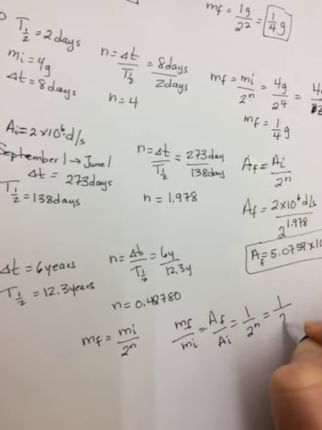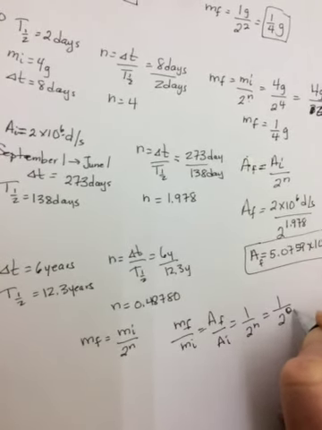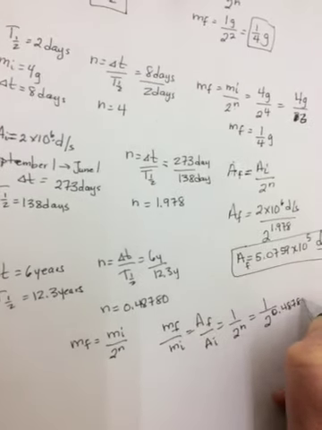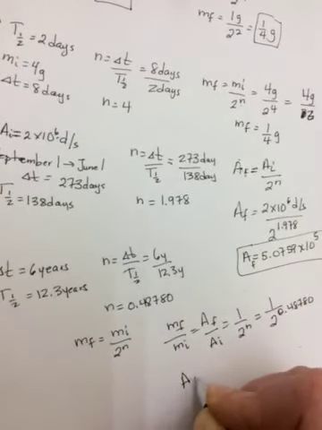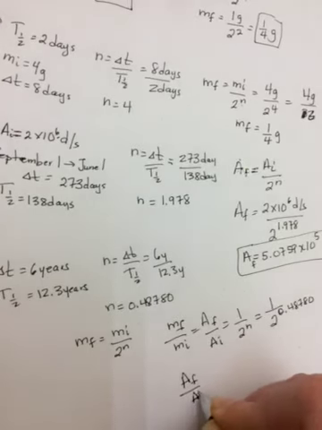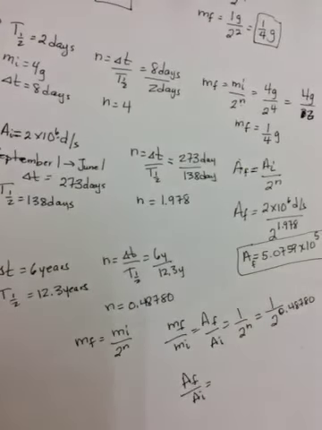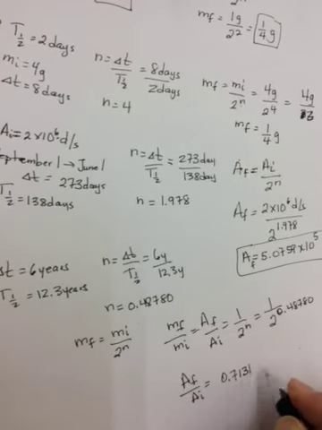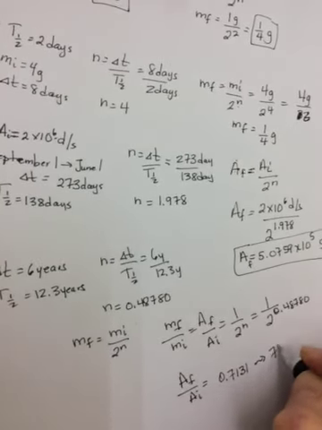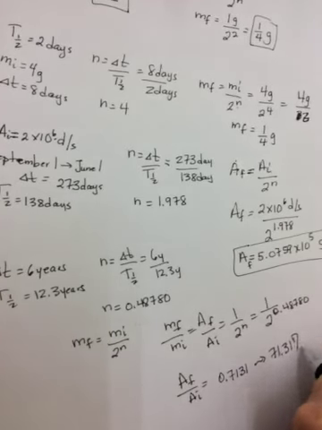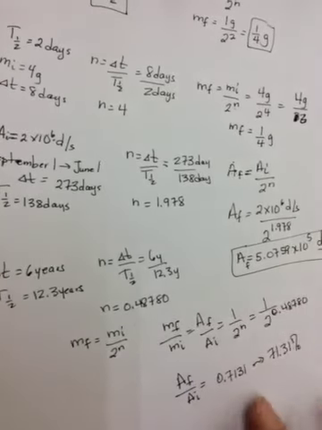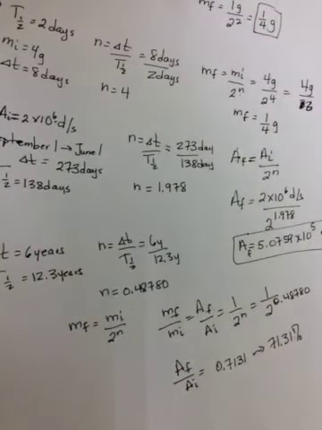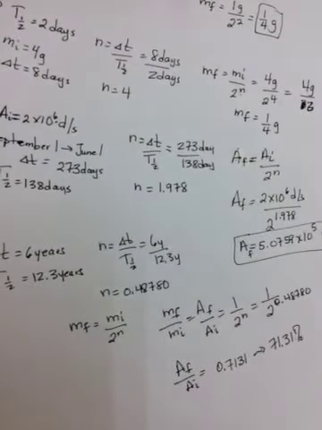So it's going to be equal to 1 over 2 to the 0.4878. Okay? So activity final over activity initial will be 0.7131. In other words, 71.31% as bright as the original. Okay, so there are more of these to do and some binding energy ones, so you'll get more practice.